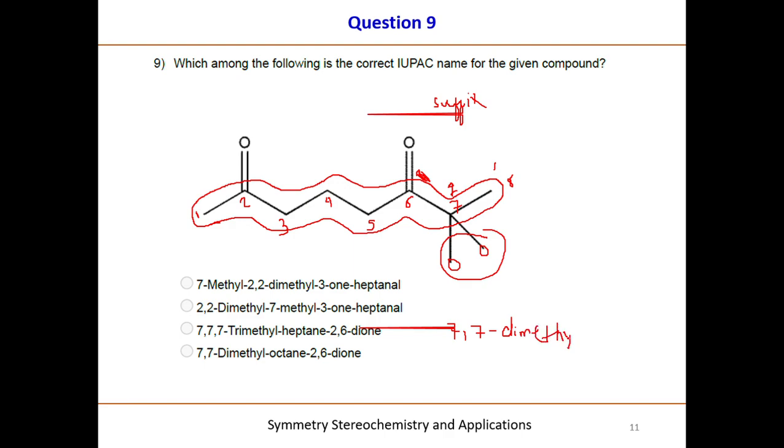Dimethyl. Now we have to write the parent chain name. Here we have 8 carbon atoms in the parent chain, so the name will start with oct. Now you have to check whether any double bond or triple bond is present or not. In the parent chain there is no double or triple bond. That means it's an alkane system. So we will write here octane. We will not write the E, E means ending. So octane.